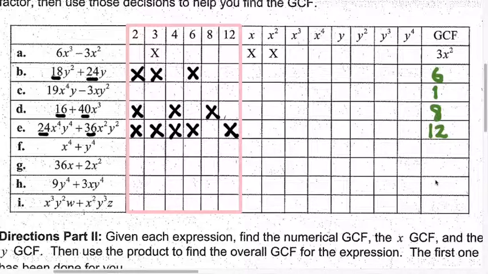If we continue down the rest of the list, we'll get 1 for the greatest common factor in x to the fourth plus y to the fourth. We'll get 2 as the greatest common factor in 36x plus 2x squared. We'll get 3 as the greatest common factor between 9y to the fourth and 3xy to the fourth. And we'll get 1 as the greatest numerical common factor between these two expressions at the very end. So that does it for the numbers. I'll fill in the rest of the check marks while I'm talking here.